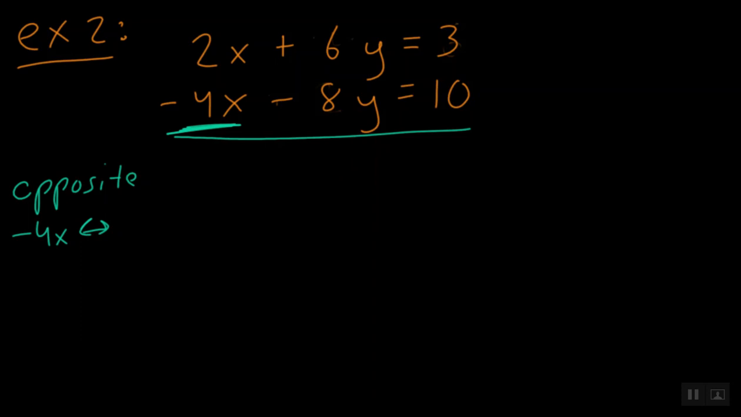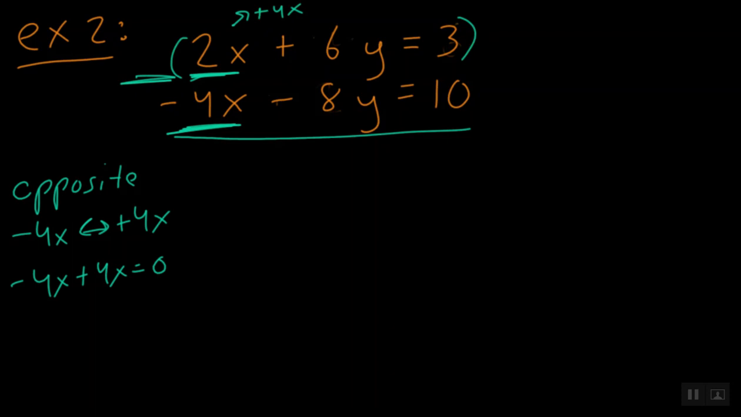And hopefully you would say that the opposite of negative 4x is positive 4x. And we know that negative 4x plus 4x is equal to 0. So what I need to do is transform this 2x into a positive 4x. I want you to ask yourself this question. What number could I multiply 2 by? 2 times what number gets me to positive 4? And I can do 2 times 2.